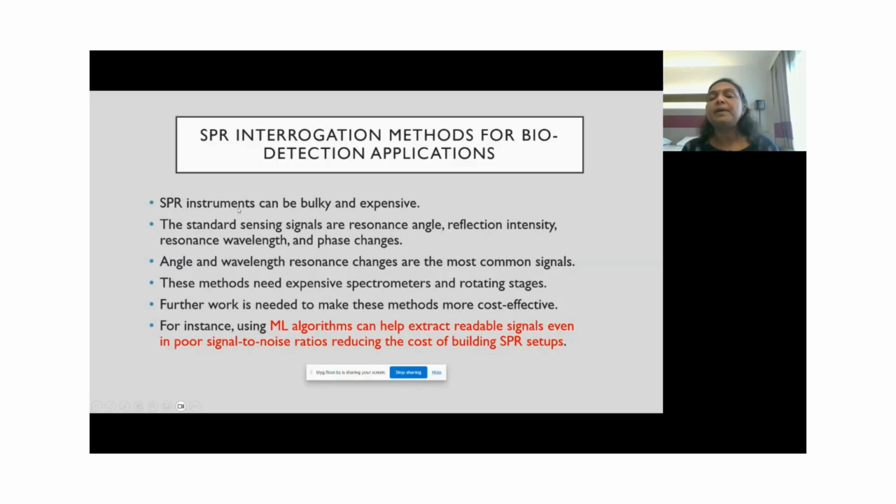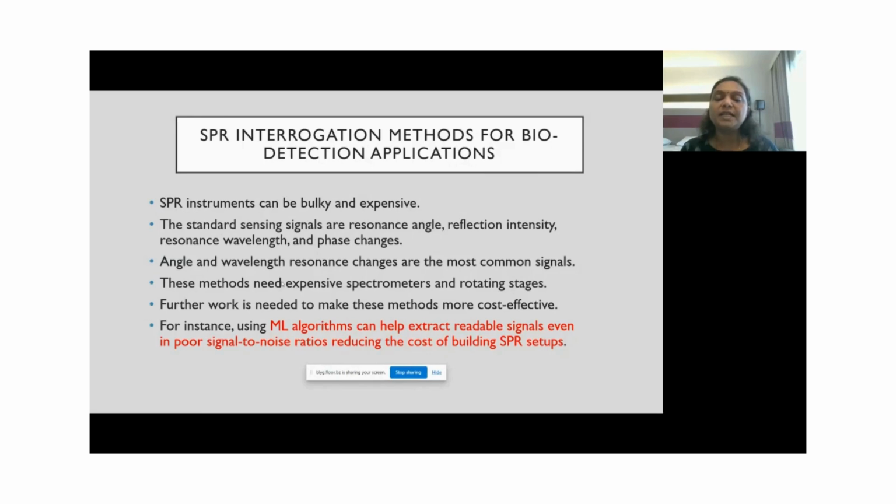SPR instruments can be bulky and expensive. The standard sensing signals are resonance angle, reflection intensity, and resonance wavelength, and it can also work on phase changes. The angle and wavelength resonance changes are the most common signals. This method needs an expensive spectrometer and rotating stage, and these rotating stages actually need to be aligned with each other during the experimental setup. Further work is needed to make this method more cost effective.